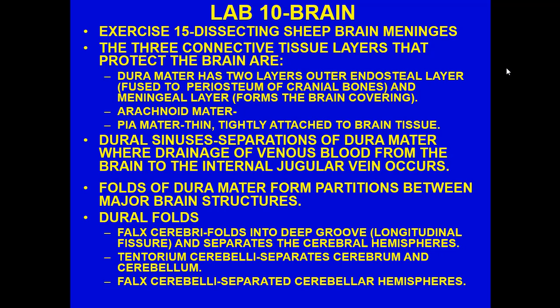The thing that you want to keep in mind is this: how do we protect the brain? Well, there are three connective tissue layers that protect the brain. They are the dura mater, the arachnoid mater, and the pia mater. Now, the dura mater has two layers: an outer endosteal layer, which is fused to the periosteum of the cranial bones, and a meningeal layer, which forms the brain covering.